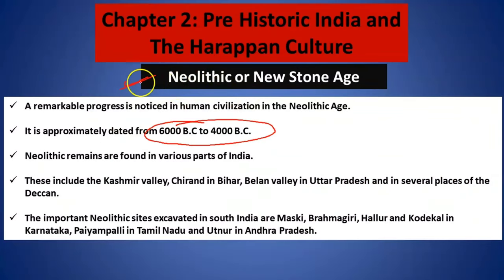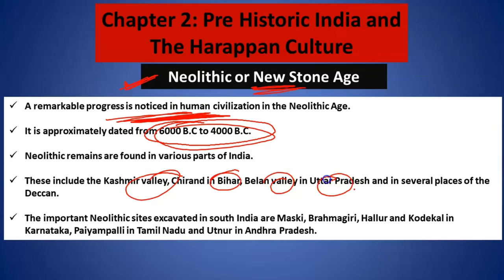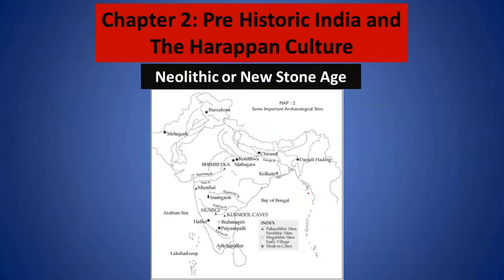So let's talk about Neolithic or New Stone Age now. So this is the date range for this. Remarkable progress has happened in human civilization in New Stone Age. Alright, these are a few examples where these sites are located. Alright, and these are the sites from Tamil Nadu and Andhra Pradesh. You can read them, you can pause and read. And from the map also, you can identify the Neolithic sites.